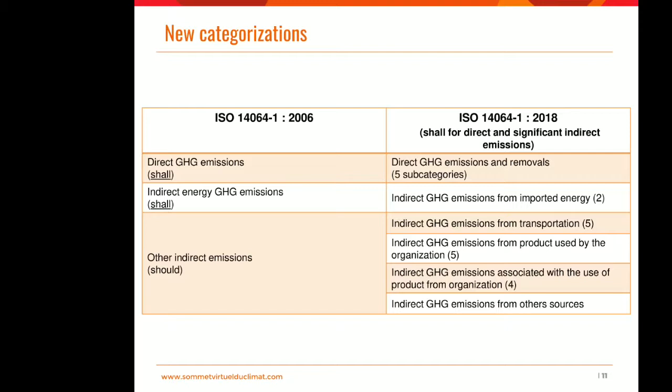So basically there is a new categorization: direct GHG emissions and removals with 5 subcategories. Indirect GHG emissions from imported energy, what we used to call the scope 2. And now 4 additional indirect categories of emissions. Indirect GHG emissions from transportation with 5 subcategories, indirect GHG emissions from products used by the organization with 5 subcategories, indirect GHG emissions associated with the use of products from the organization with 4 subcategories, and other indirect GHG emissions from other sources.